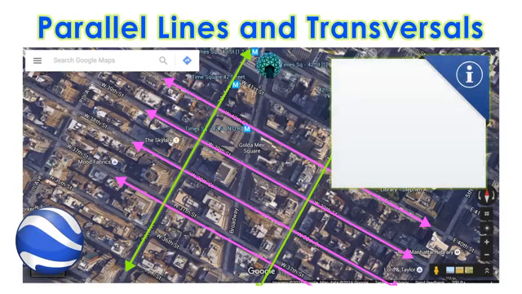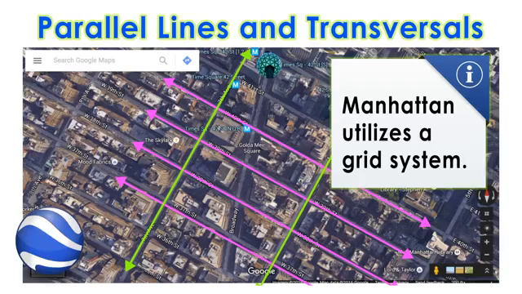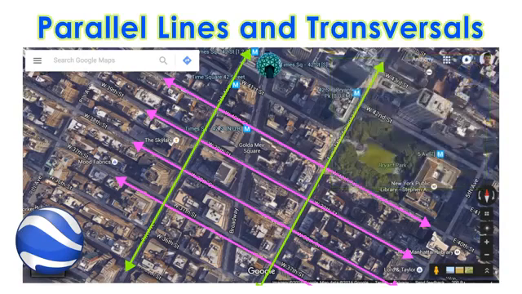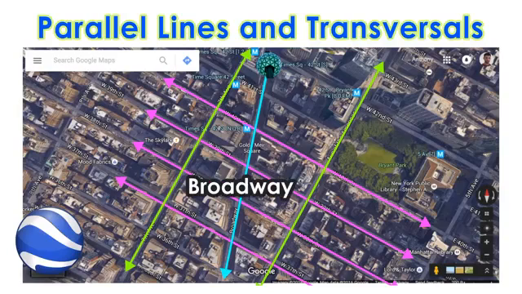And looking at the map this way should help us to better understand why, for the most part, Manhattan utilizes a grid system. Now notice that Times Square is located along a street that traverses this grid system. Now you have probably heard of this street before. It's called Broadway.